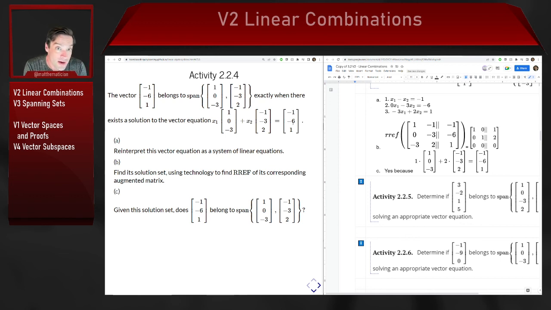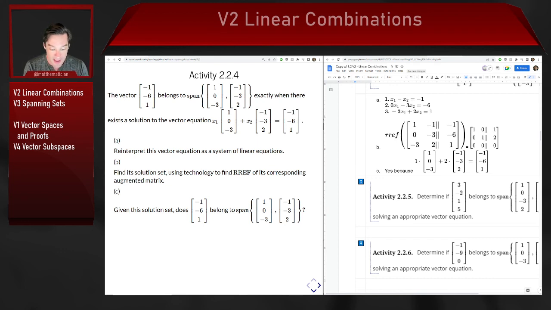But most importantly here, because it's consistent, it means that the vector -1, -6, 1 is an element of the span. It is a linear combination of the vectors 1, 0, -3 and -1, -3, 2. So that's the recap of the linear combinations work that we did last week. So what we want to do this week is push that to the next stage. And the next stage is going to be to think about what are called spanning sets.